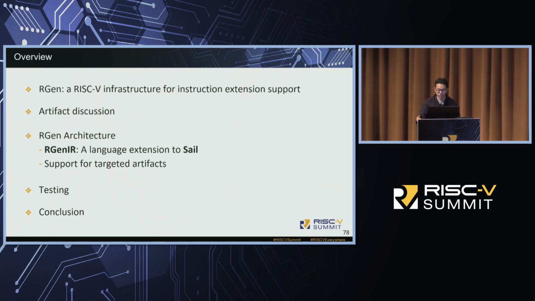This is an overview of what today's presentation will cover. Firstly, I will start off with a discussion on some basics to help build up to our decision-making process behind RGen's design. This is mainly a discussion of the different artifacts that were chosen for this work. Then I will give a high-level overview of the RGen architecture. This includes a brief explanation of RGen's extension language to SAIL, RGenIR, as well as how RGen supports its targeted artifacts. Afterwards, we will discuss some basic performance evaluations based off a chosen instruction extension. Then finally, the conclusion for this work.